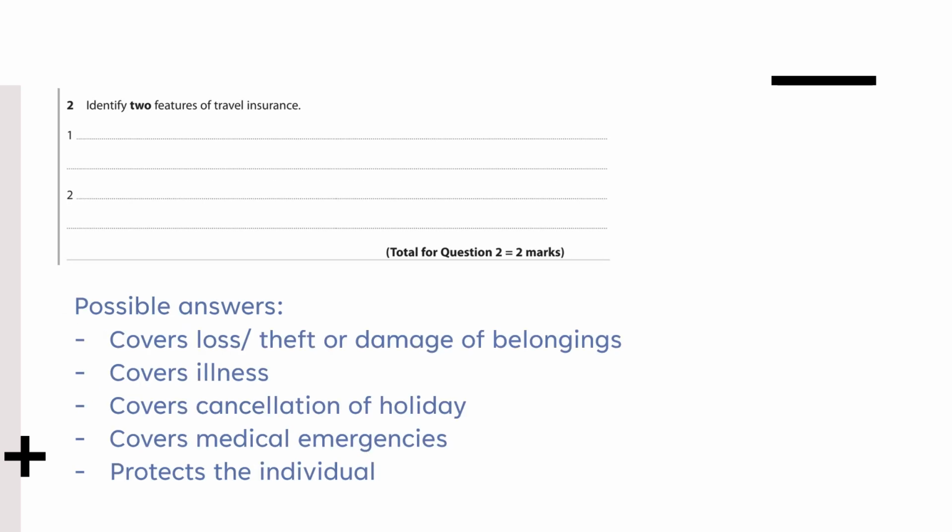Identify two features of travel insurance. Again, this is a 2-mark question, so you would identify two features of travel insurance. Now, some possible answers that you can give is it will cover the loss, theft, or damage of belongings. It can cover illness. It can cover cancellation of holiday, it can cover any medical emergencies, and it protects the individual.